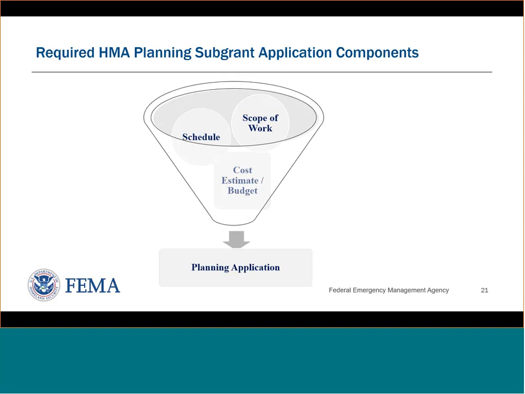Then we have a schedule. How are you going to actually do this mitigation plan? How long is it going to take you? Our grants have a standard period of performance of 36 months, so 3 years. How are you going to accomplish this plan in that schedule? And then the cost estimate and budget. So the actual cost to do this plan, the items that will make up the plan, the expenses essentially to conduct this plan and write it. And then all of those make up that planning application. Next slide.